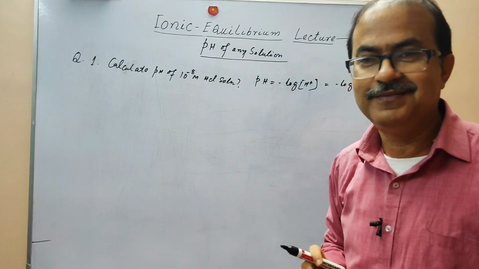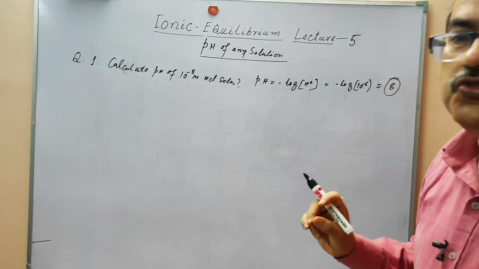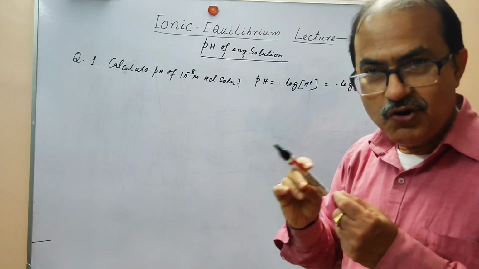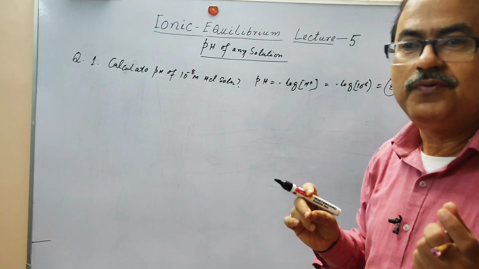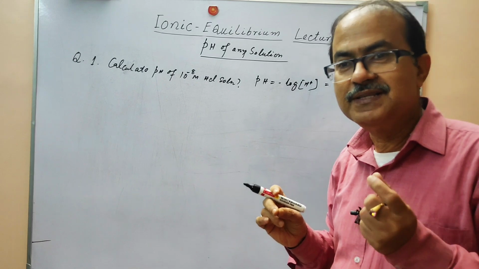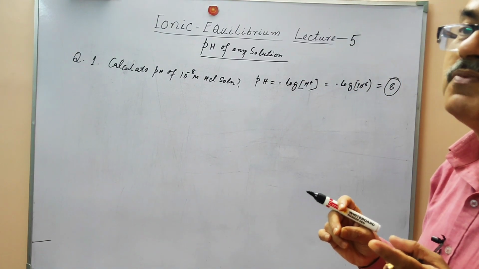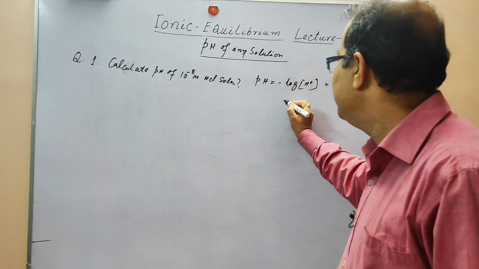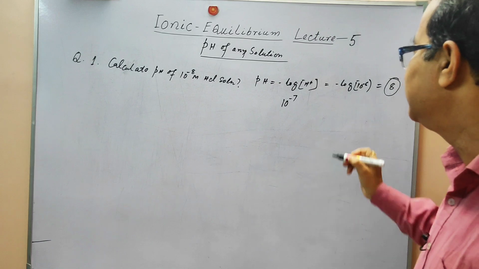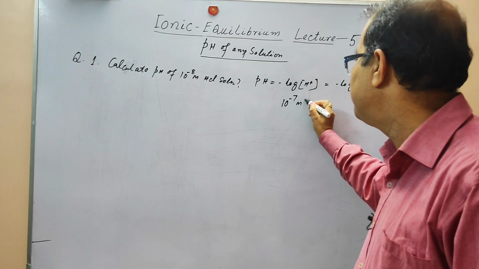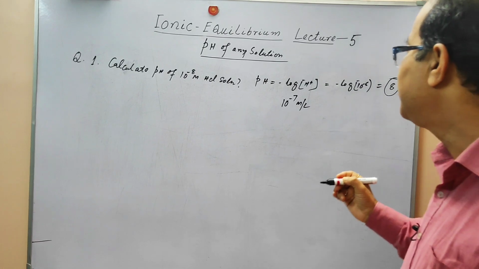That will be understood. What mistake have we made here? We have not considered the already present H plus ion which comes from the self-ionization of H2O. For the self-ionization of H2O, the H plus ion concentration at 25 degrees Celsius will be 10 to the power minus 7 mole per liter. We have not considered this. That is why this problem comes.